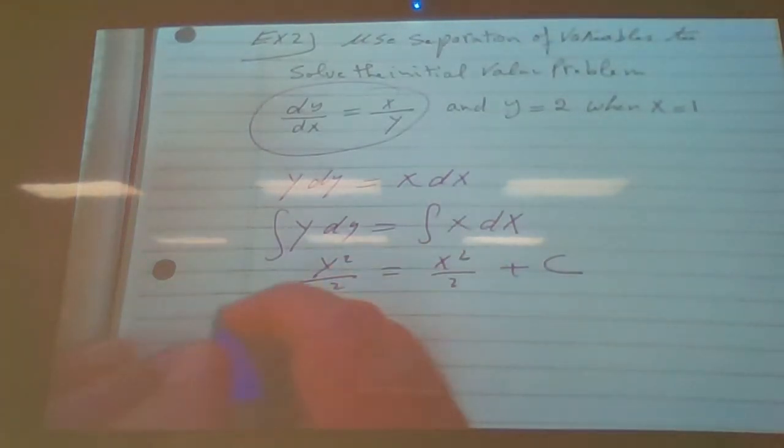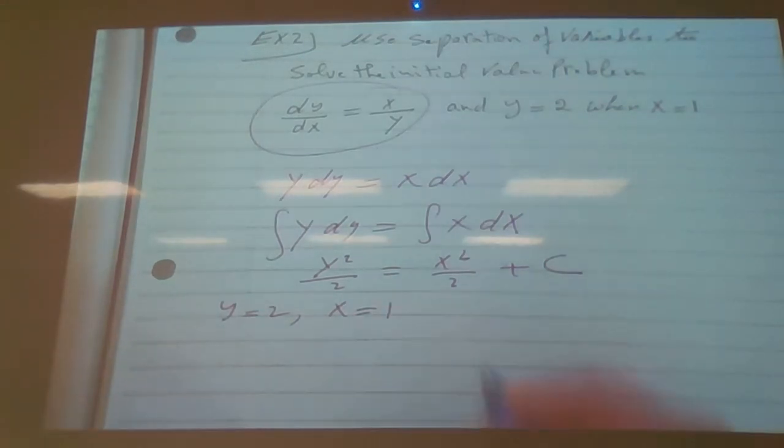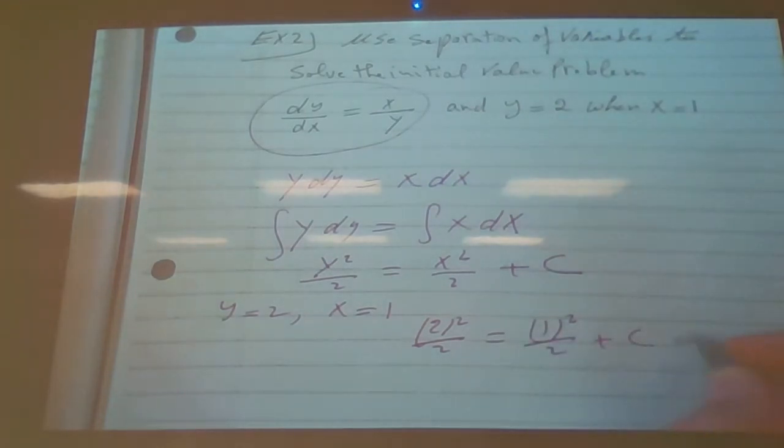Apply the initial condition when y equal to 2, x equal 1. So here we have 2 squared over 2 is equal to 1 squared over 2 plus c. That's going to give you a c of 3 over 2.